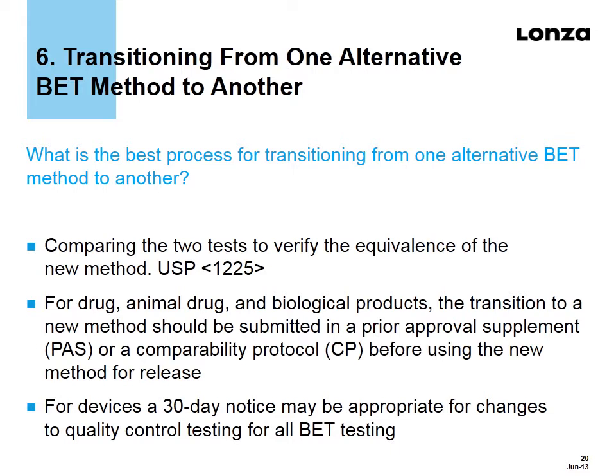Once a firm develops a history with the alternative test, they may then submit a comparability protocol. The CP is simply an outline of what testing will be done, what parameters must be met each time before the product will be routinely tested with the alternative test. Once the CP is approved, the product submission for each product after that is reduced from a PAS to a CBE 30, or changes being effected in 30 days.